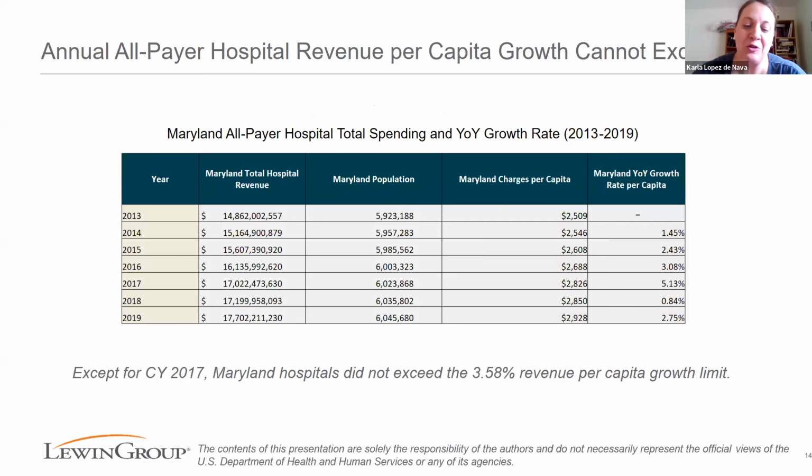The first one, as I mentioned, which is one of the key metrics stated in the waiver, is the annual all-payer hospital revenue per capita growth. And you can see in this table that Maryland has had very good performance, except for 2017. Maryland kept to the 3.58% cap in growth, the all-payer. So in general, we've seen this certainly decrease or cap the revenue growth. So you can see that it's been successful for at least the majority of years.